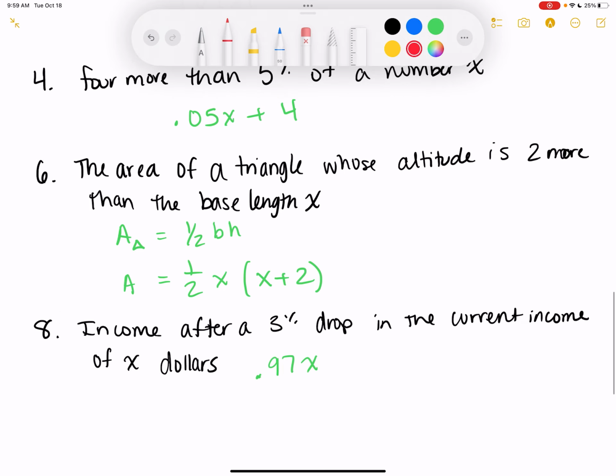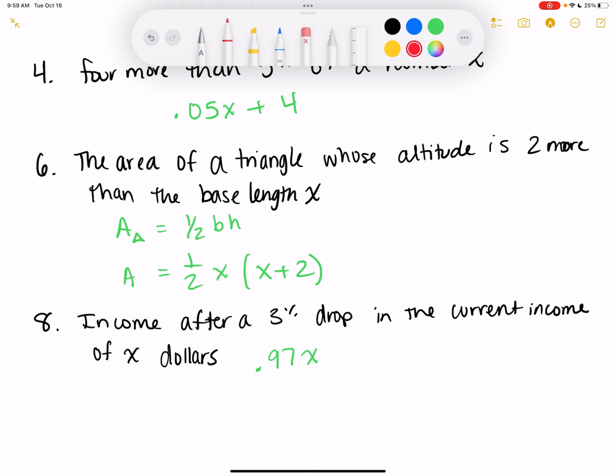All right, we are going to stop there for today because I would rather wait and do all the word problems tomorrow. There's just 3. Don't stress about it too much. They're just long.